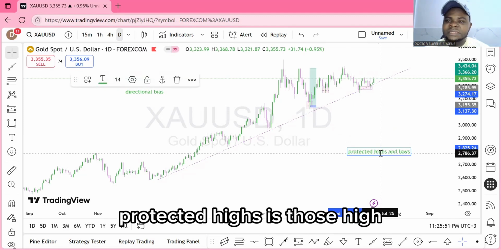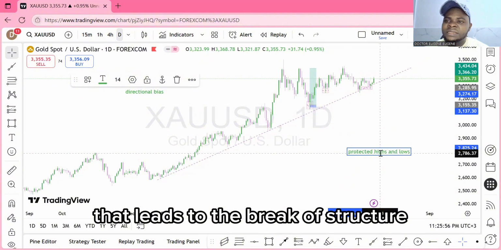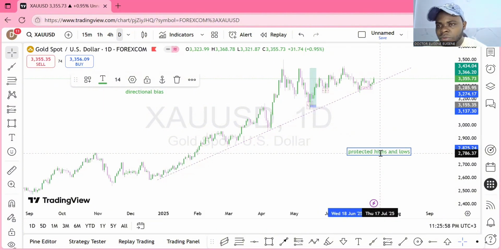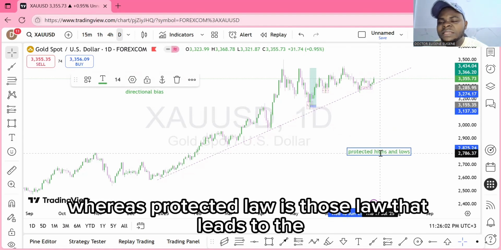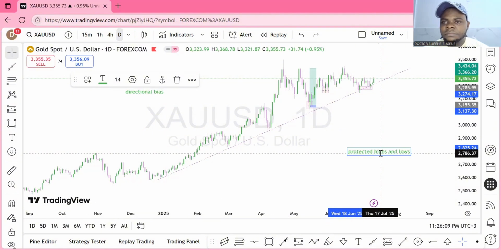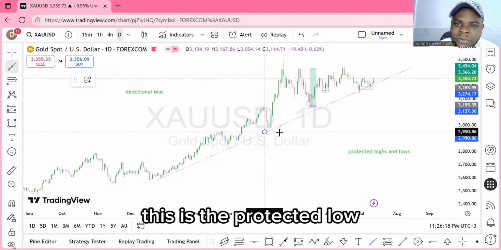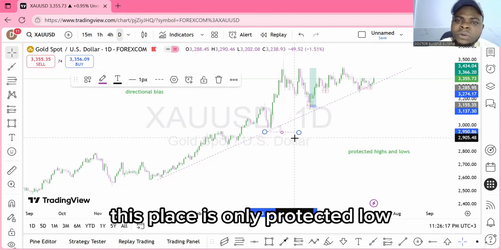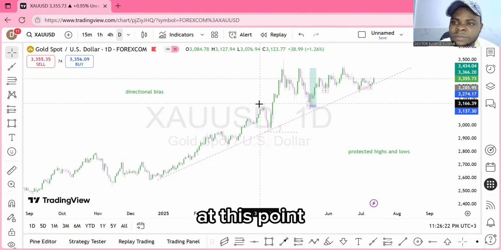Protected highs are those highs that lead to the break of structure or market structure shift. Whereas a protected low is a low that leads to the break of structure or market structure shift. Like this now, this is my protected low here. This place is the protected low because this is the point that led to this break of structure at this point.